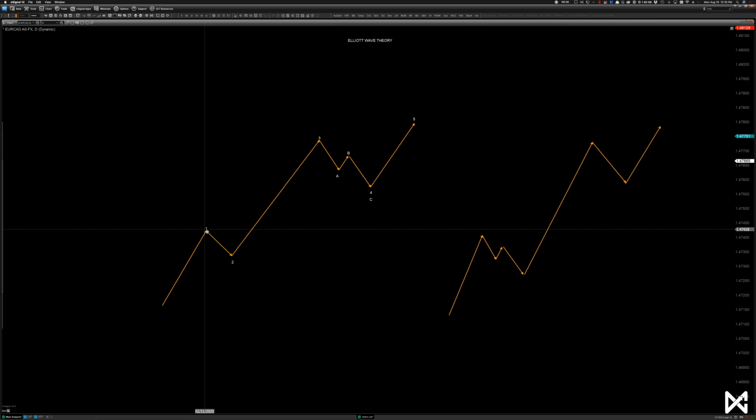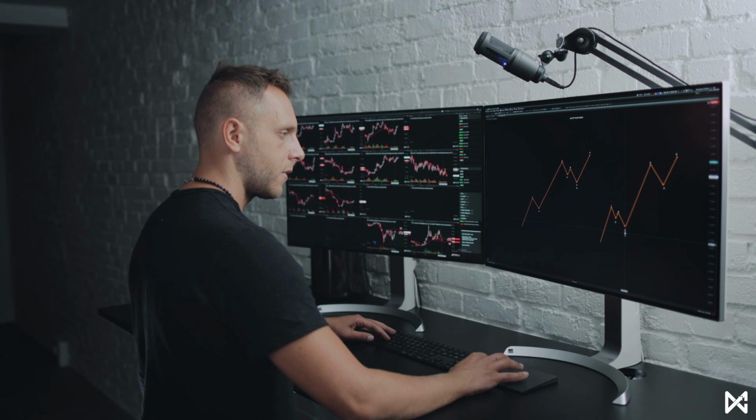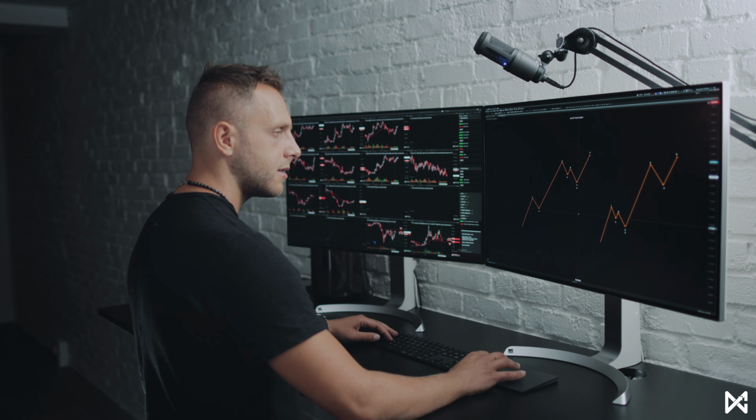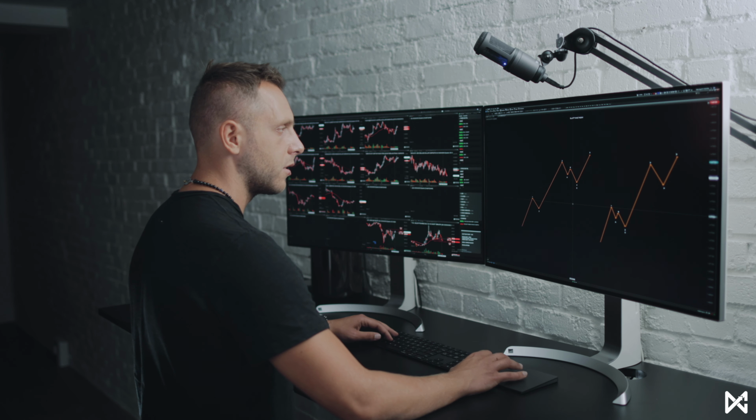All right, so let's do the same thing here. That's wave 1, this would be wave 2, this would be wave 3, and so on, wave 4, and lastly wave 5. But the difference now is that wave 2 is a complex pullback. So wave 2 becomes an A, a B, and a C. That's it. That mainly explains the simple and complex pullbacks.